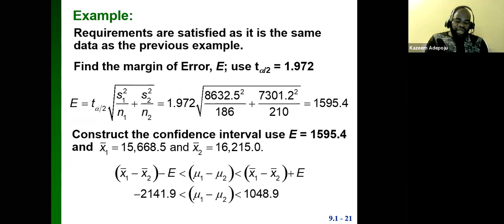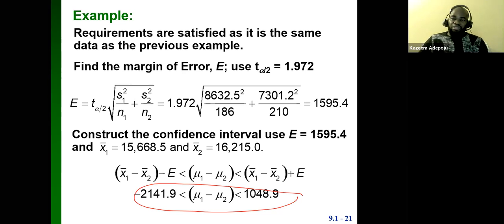Now take a look at what I have right now. What is going to be your conclusion? Right here, we're trying to say that we are 95 percent confident that the true difference of the true means of the words spoken by men and women lies between -2141.9 and 1048.9.